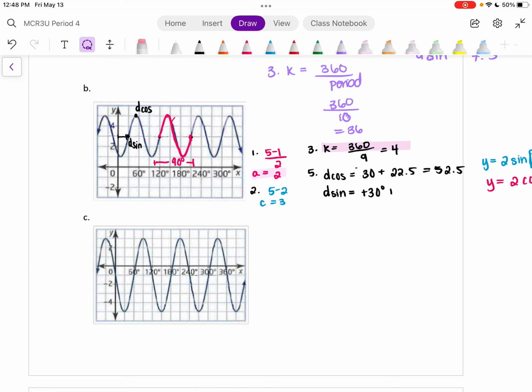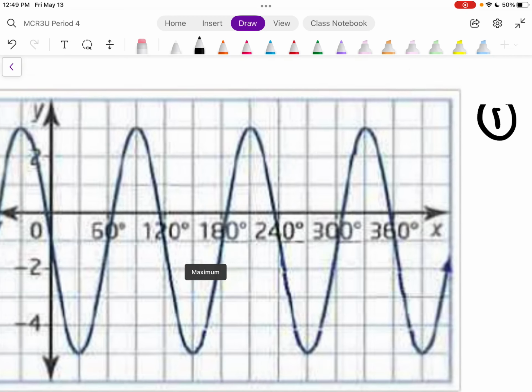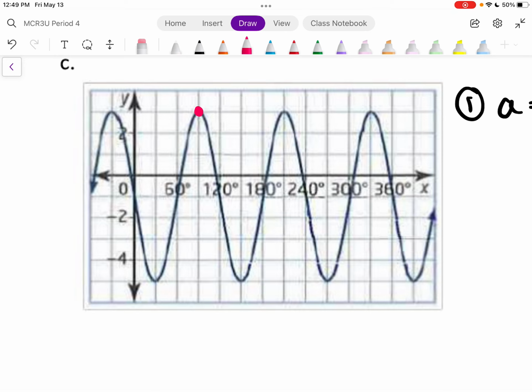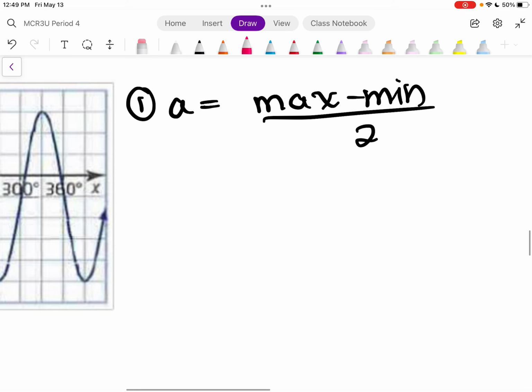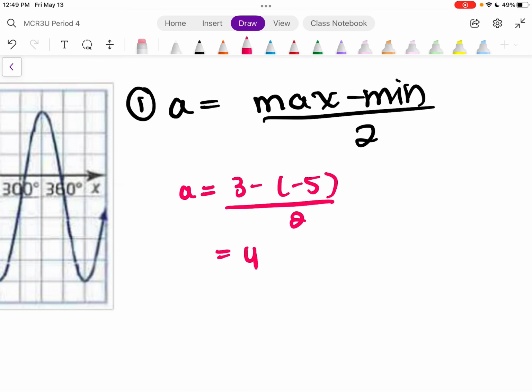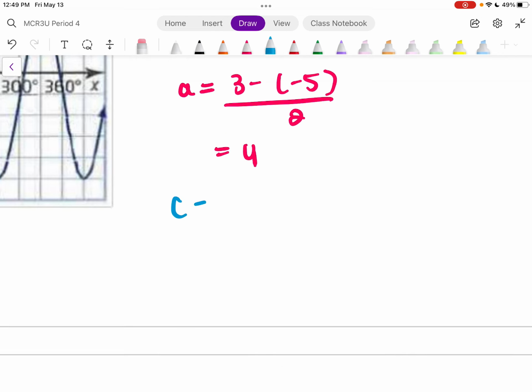So C is a little bit more tricky because we have a lot more stuff going on here. Again, we're just going to do the same thing. We're going to first find our amplitude. So A is equal to max minus min divided by 2. Let's go to this graph and find our max point. Max is here, our min is here. So we have a max at 3 and a min at -5. So A is equal to 3 minus -5 divided by 2, which is equal to 4. Then we're going to find our C value, which is just the max minus the amplitude, which gives me -1.